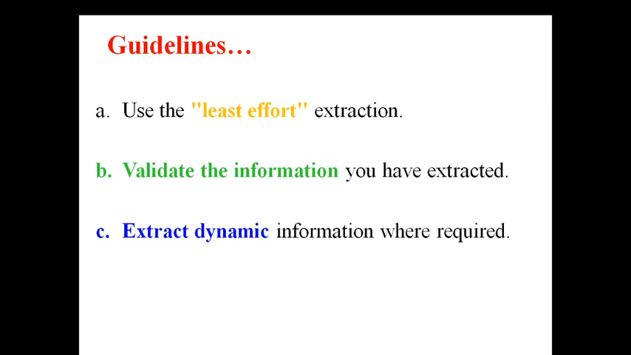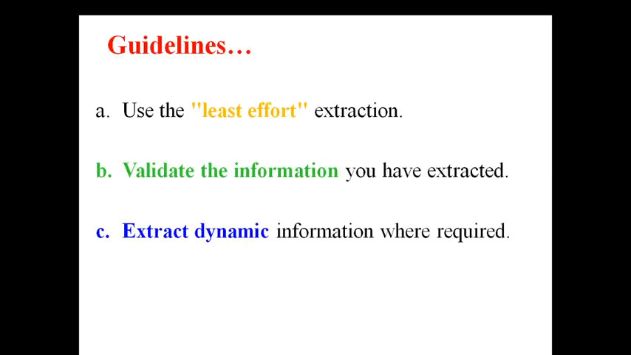So what is happening when you are going to execute a code? Verify that. Validate the information, whether it is useful to us or not, whether it is giving perfect output or not. We have to validate that. Next one, extract dynamic information when required. Whenever there is an information extraction which can be useful to us, yes, we can do that.